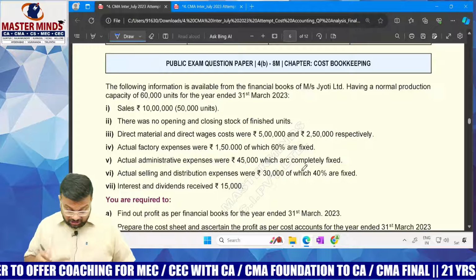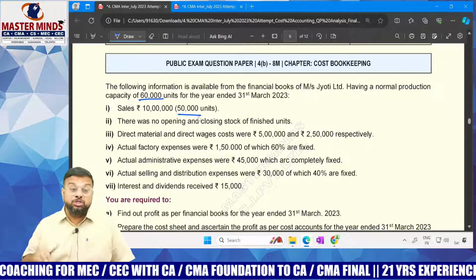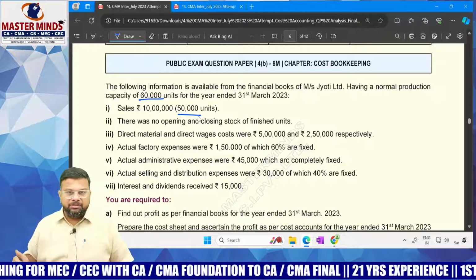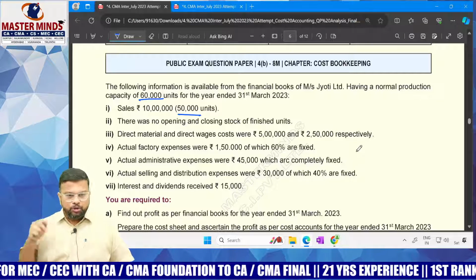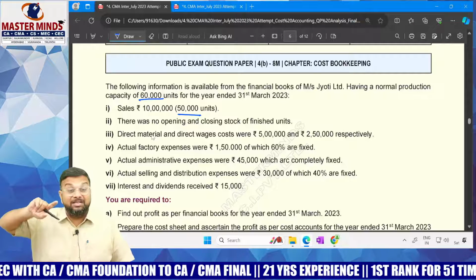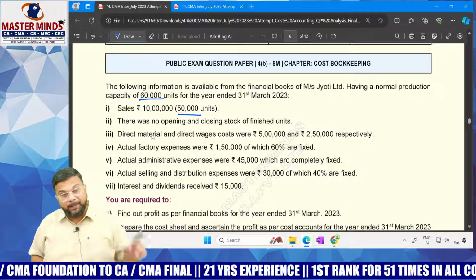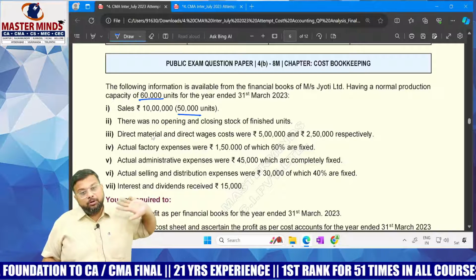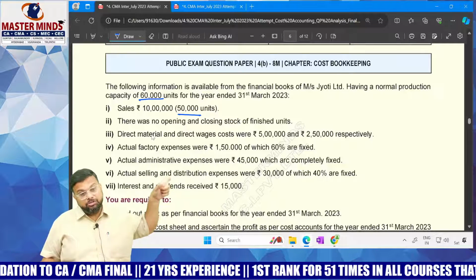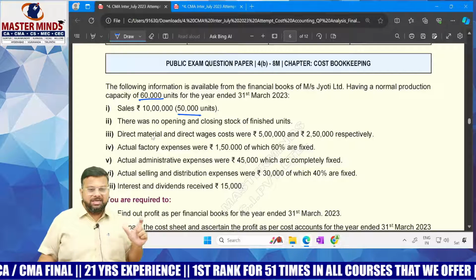For 50,000 units. See, capacity is 60,000 units, but it produced only 50,000. Produced and sold 50,000 units. There was no opening and closing stock of finished goods. That means produced quantity is equal to sales quantity. This difference in quantity will be essential for adjusting fixed overhead in the cost sheet, because in the cost sheet overheads are absorbed on the capacity basis, right? So you have absorbed fixed overheads on the base of 60,000, but actually produced how much? 50,000. That means you have to adjust overheads again.